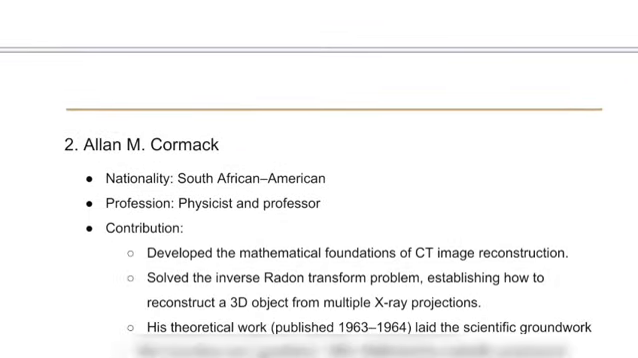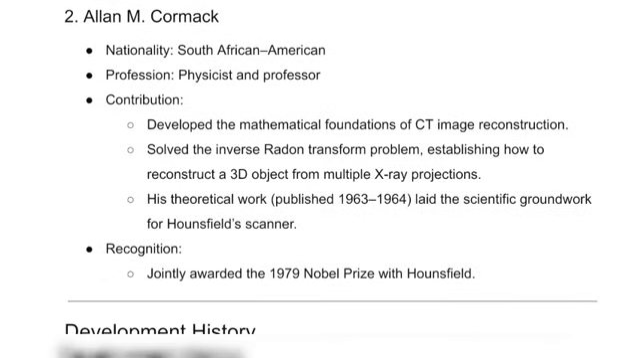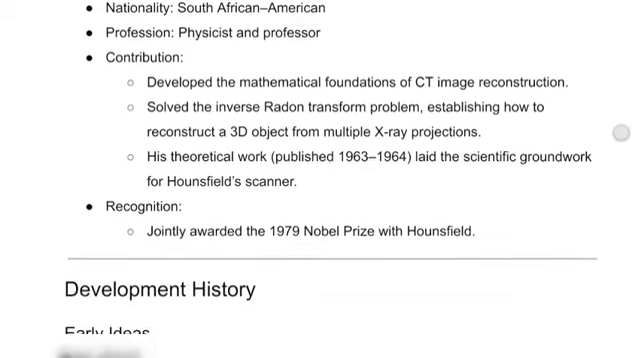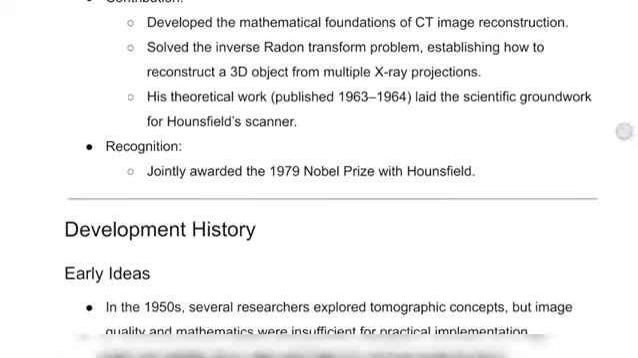Next is Alan M. Cormack. He is a South African American physicist. His contributions were developing the mathematical foundations of CT reconstruction, resolving the inverse Radon transform problem, and establishing how to reconstruct a 3D object from multiple X-ray projections. His theoretical work laid the scientific groundwork for the Hounsfield scanner. He was also jointly awarded the 1979 Nobel Prize, which he shared with Hounsfield.